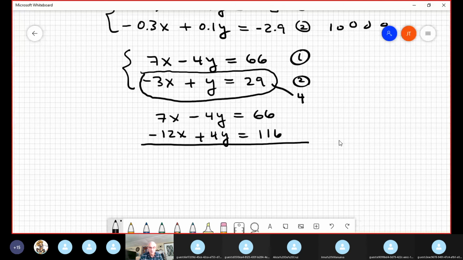We combine by column. The column of the x is negative 5. The column of the y was cancelled. And this 116 minus 66 is 50. Divided by negative 5 both sides, x is negative 10.